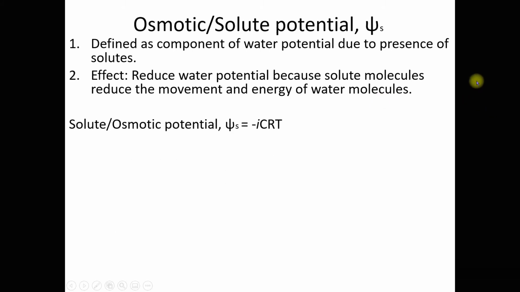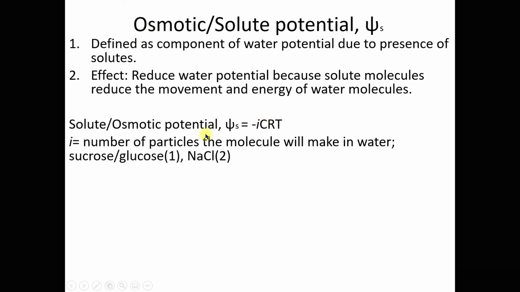Usually it will decrease, but again it depends on calculation, which you will do afterwards in your exercises. Now solute or osmotic potential is defined as trident S, and the formula is given as negative iCRT. You have to memorize this formula. It won't be given in the exam, but the value of each of these will be given.